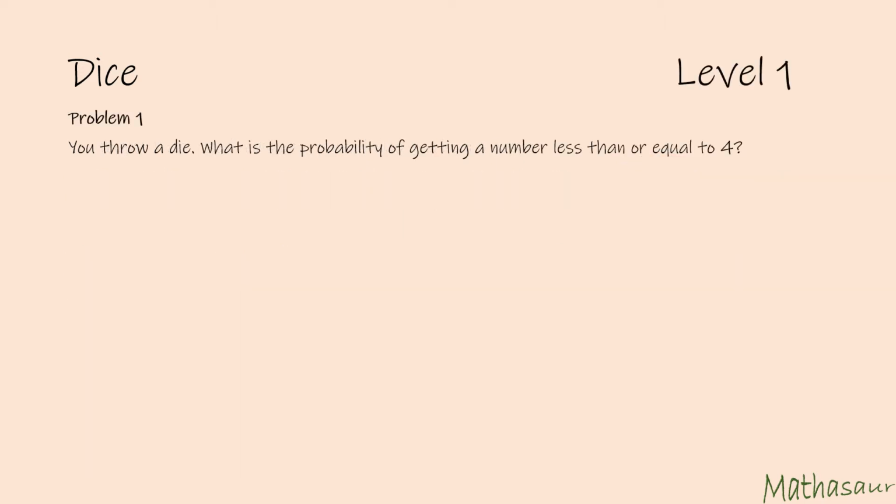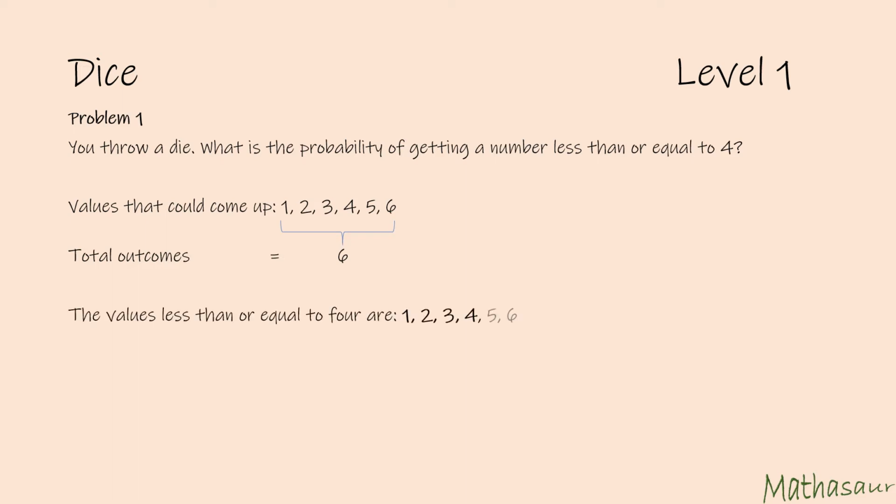Let us look at a problem. You throw a die. What is the probability of getting a number less than or equal to 4? Now the values that could come up are 1, 2, 3, 4, 5 or 6, since there are 6 faces of a die. So the total number of outcomes would be 6.